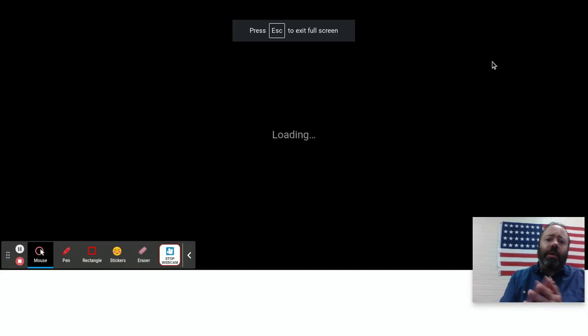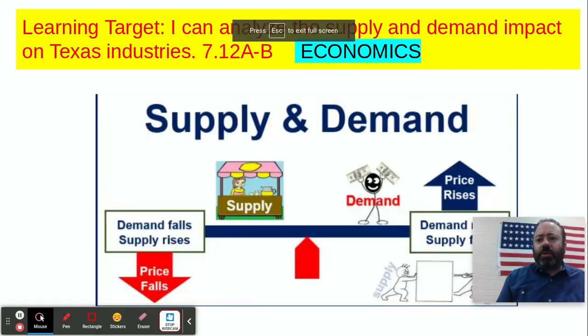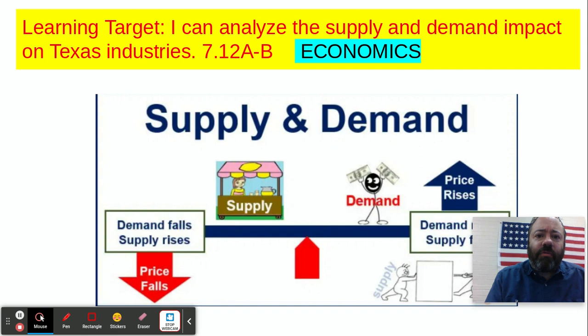Good morning, everybody. What we're going to do right now is talk a little bit about 7.12 A and B, where the learning target is: I can analyze the supply and demand impact on Texas industries. So we're talking about economics. We're going to go with PEGS economics. And the big thing here is supply and demand.